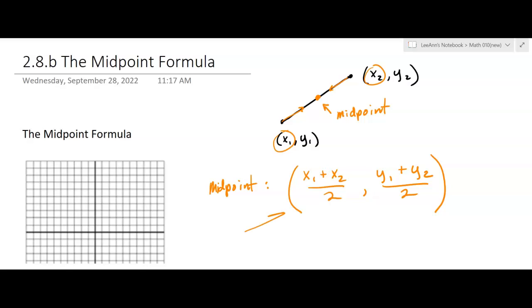So this formula is not an equation. A lot of our formulas are equations, but this is not an equation. It's an ordered pair, because you're finding a point, okay? So that's one of the differences in this formula. They do call it the midpoint formula, but it does look a little bit different because it's not an equation. You're just finding coordinates for a particular point, okay?